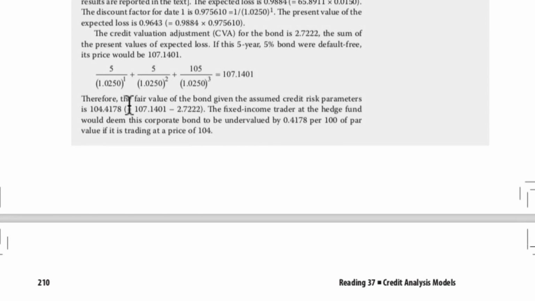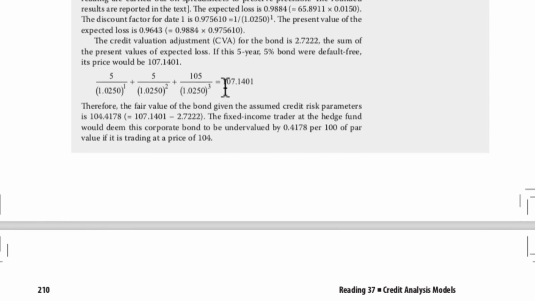So here we are. Therefore, the fair value of the bond, oh no, first of all, I just jumped right over the calculating of the default free price. The credit valuation adjustment for the bond is 2.7222, the sum of the present value of the expected loss. If this 5-year 5% bond were default free, its price would be 107.1401, and we just discount each of the cash flows by the risk-free rate because it is default free.